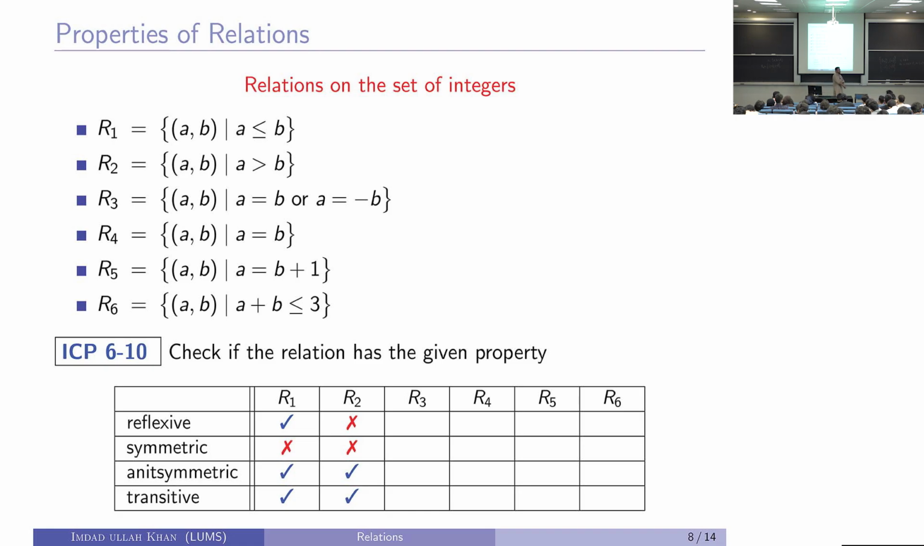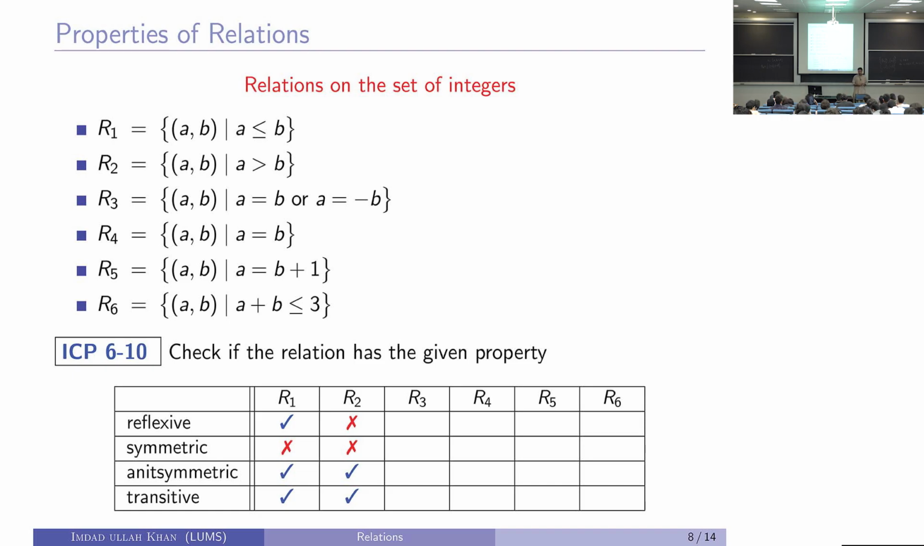What is R5? The successor relation. Is it reflexive? No, no number is a successor of itself. That's why 5 is not related to 5, so it's not reflexive, right? It's about the set of integers. Is it symmetric? No, because 5 is equal to 4 plus 1, but 4 is not equal to 5 plus 1. So 5, 4 is there, but 4, 5 is not there in R5, so it's not symmetric.